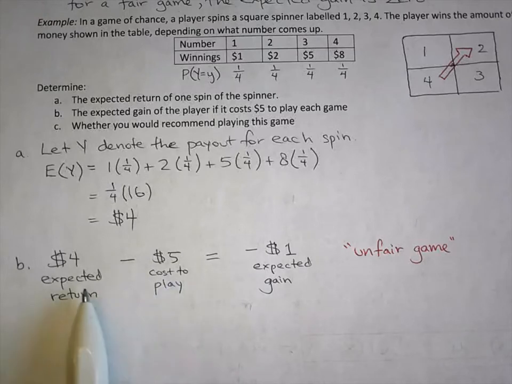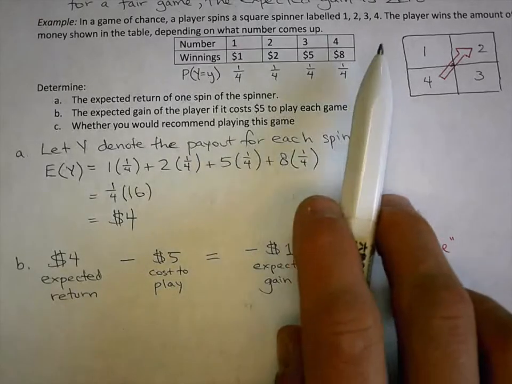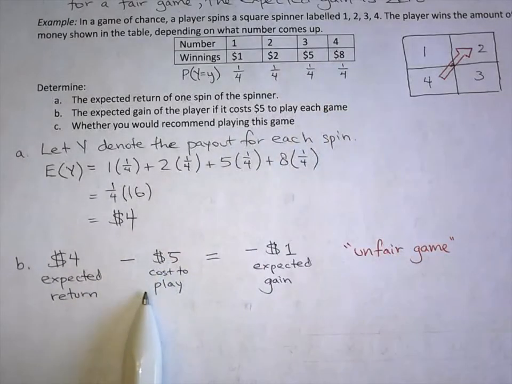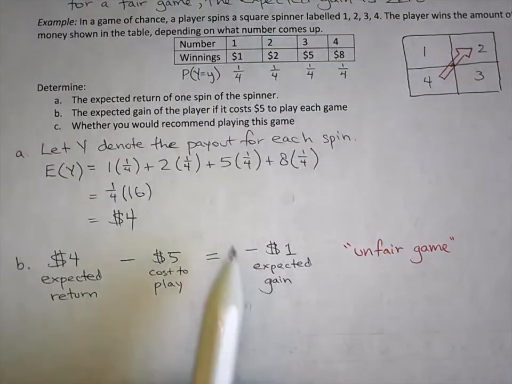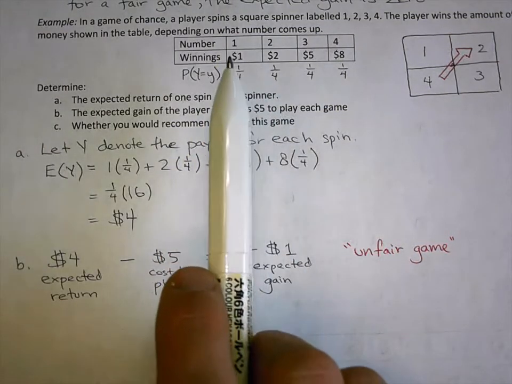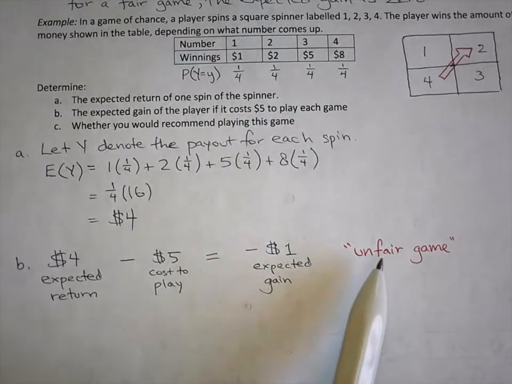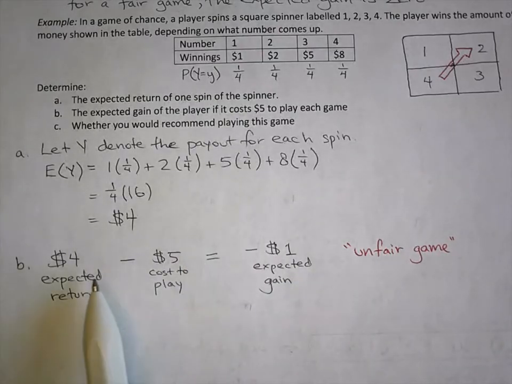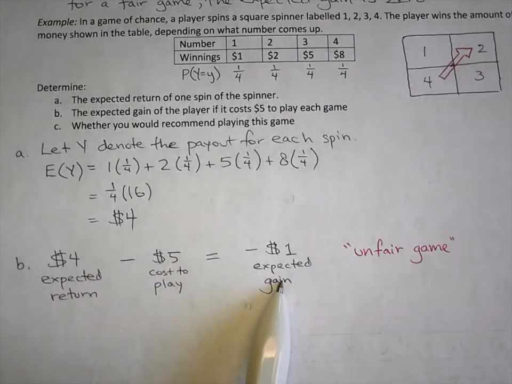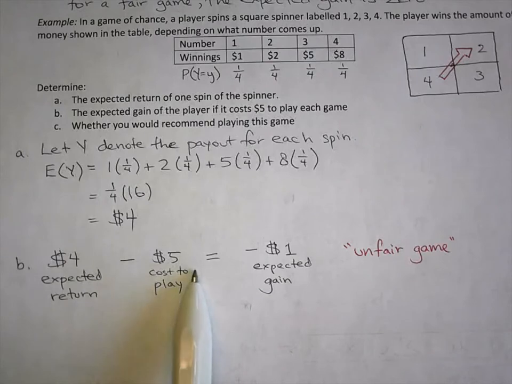Every player who plays, on average, is losing $1. Now, does everyone lose $1? No. Some people win $8, they paid $5, so they walk away with $3. Some people walk away with $1, so they lose a lot more than $1. But the average is everyone loses $1. So we say it's unfair. For the game to be fair, these numbers would have to be the same, and the expected gain would be 0. So if it cost me $4 to play this game, then it would be a fair game.